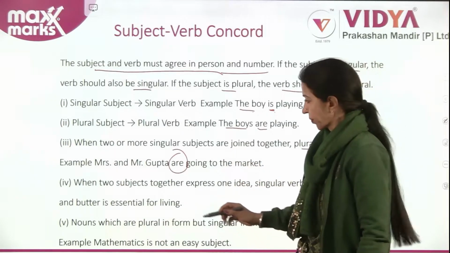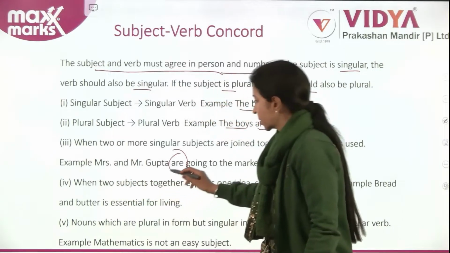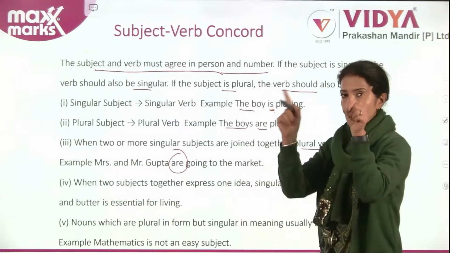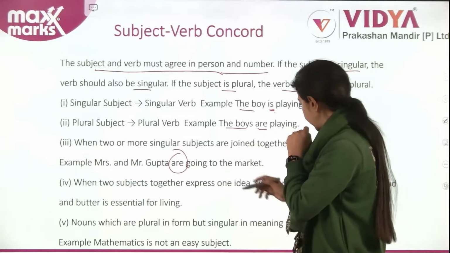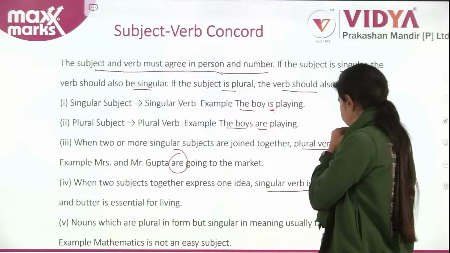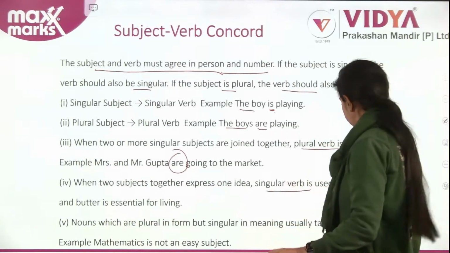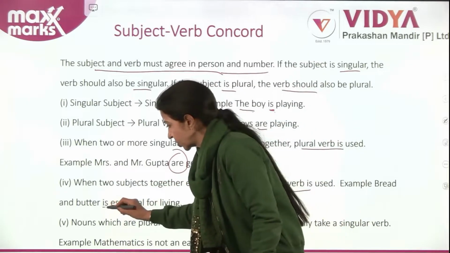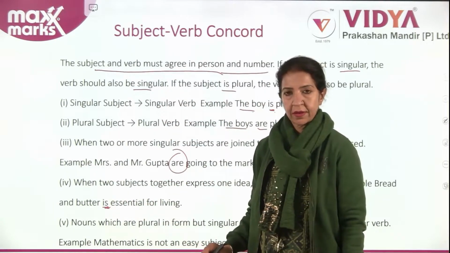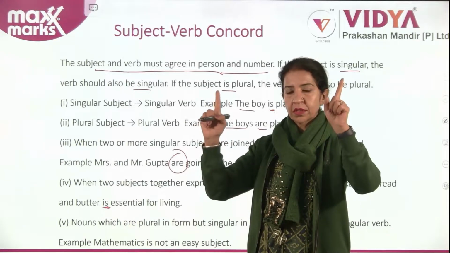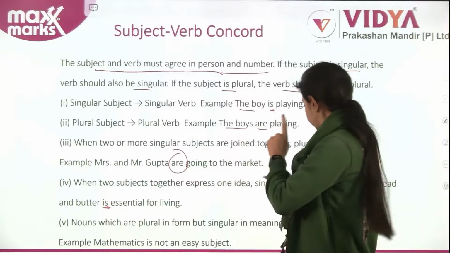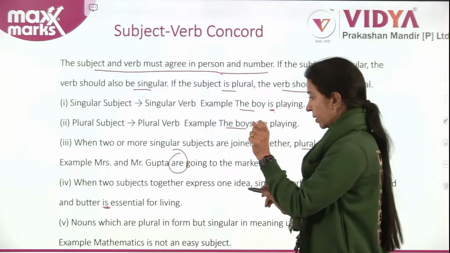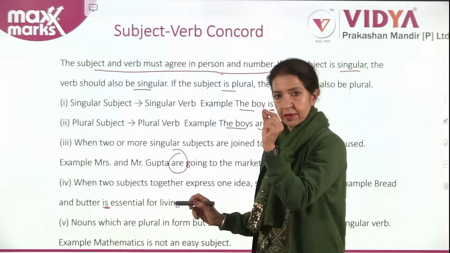Next, when two subjects together express one idea, a singular verb is used. Example, bread and butter is essential for living. Singular verb is used because bread and butter, though two subjects joined together, express one idea.